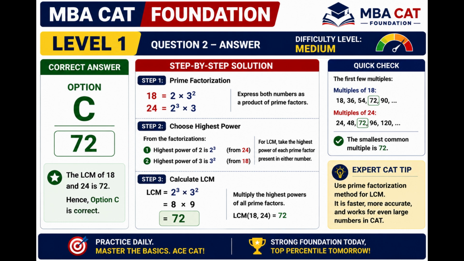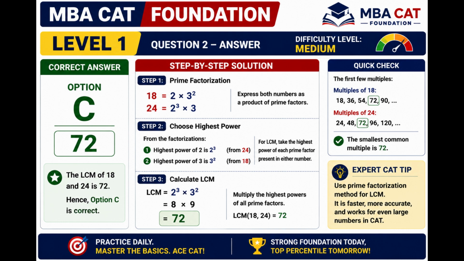Step 2. Choose the highest power of each prime factor. For the prime number 2, the highest power is 2 cubed, which comes from 24. For the prime number 3, the highest power is 3 squared, which comes from 18. When finding the LCM, always take the highest power of every prime factor appearing in either number.